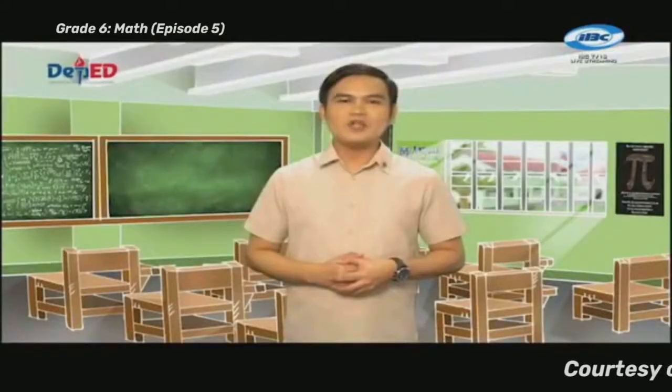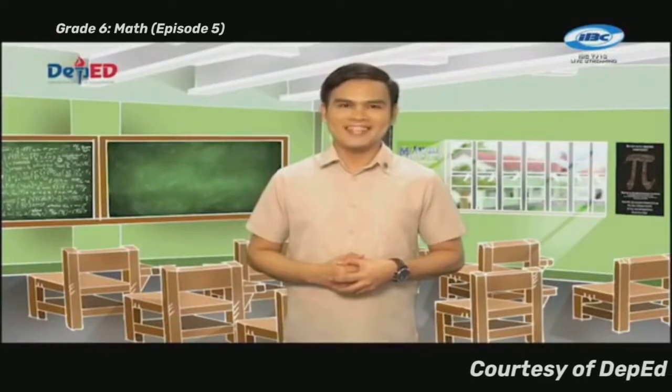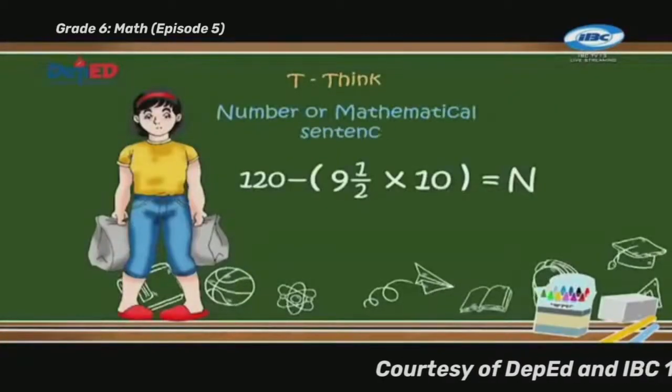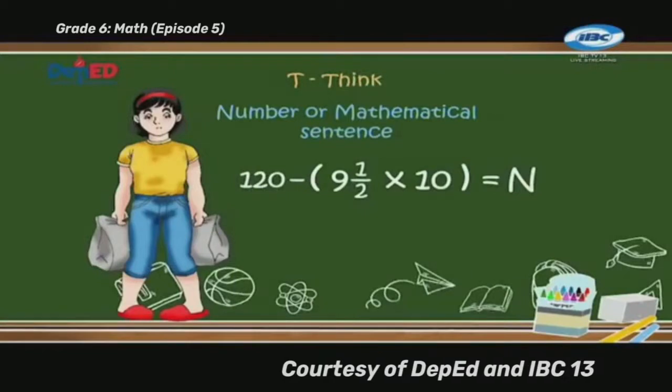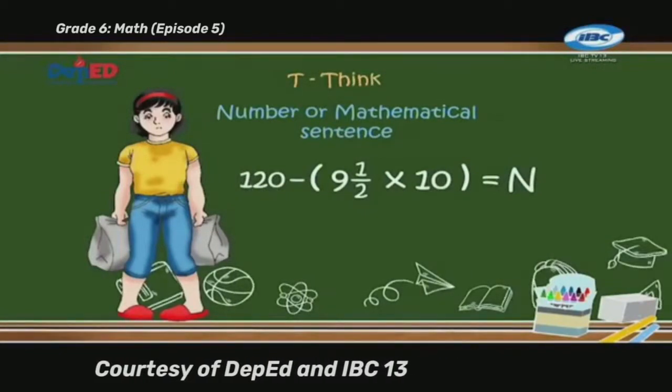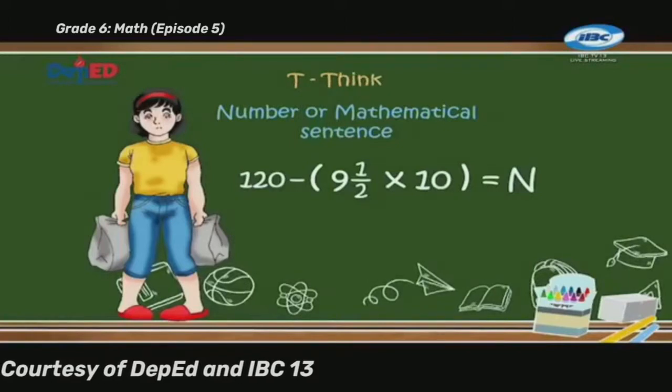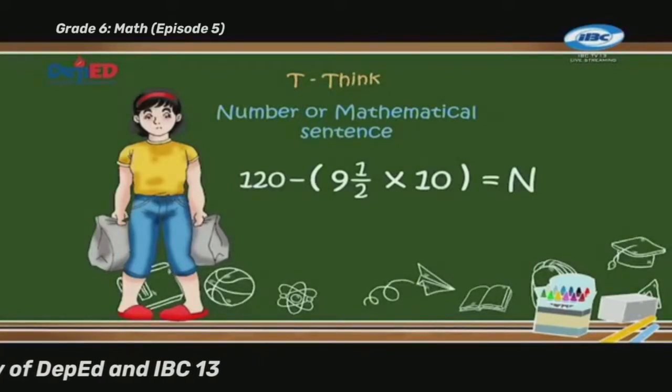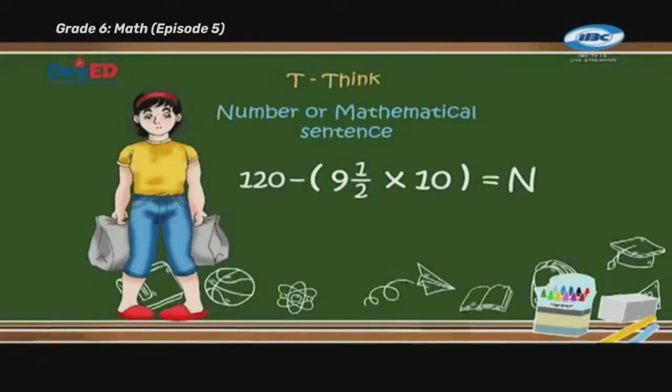Let us create the correct number or mathematical sentence. We have 120 minus 9.5 times 10 equals n. Step 3. We already have a plan, so letter A stands for act on the plan. It means let us solve now the problem by showing our solution. 120 minus the group of 9.5 times 10 equals n.